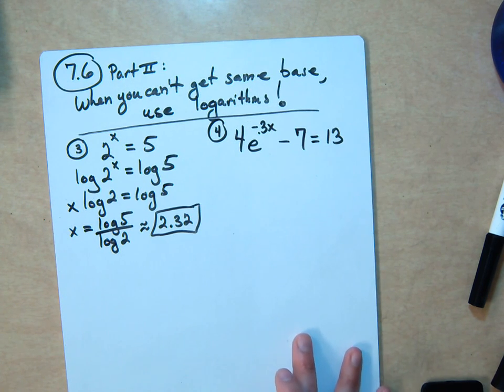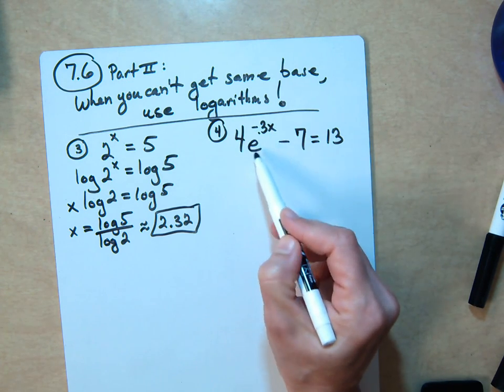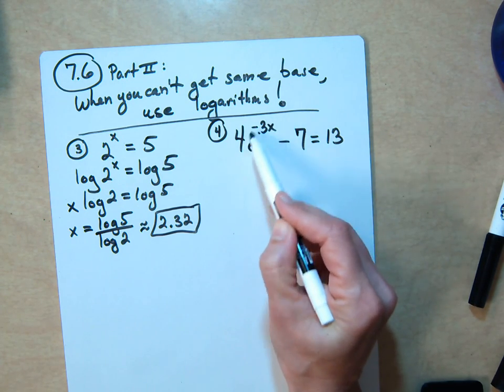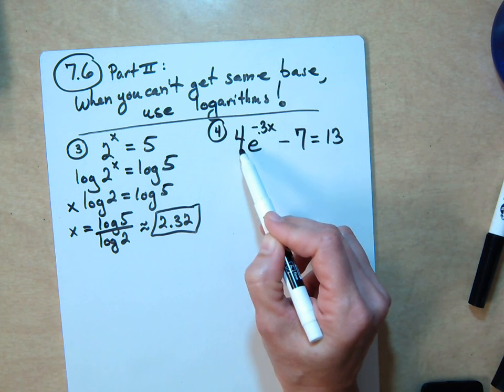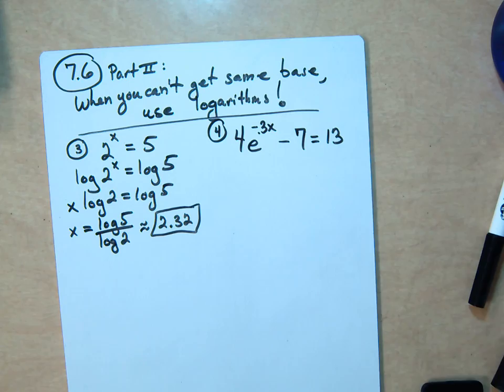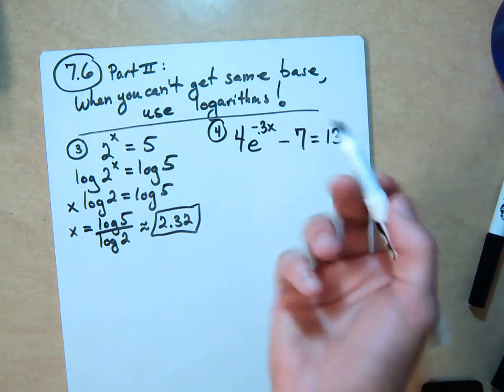We want to solve for x. X is in the exponent. It's an exponential equation. We want to solve. So the first thing you want to do is isolate this part, e to the negative 0.3x. That's the hard part. So let's unwrap it. Let's get rid of the minus 7, and let's get rid of the divided by 4. Let's just undo those, because we want to get to the x.